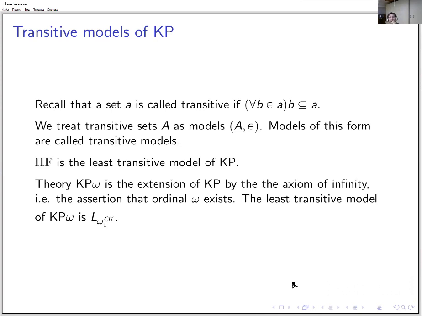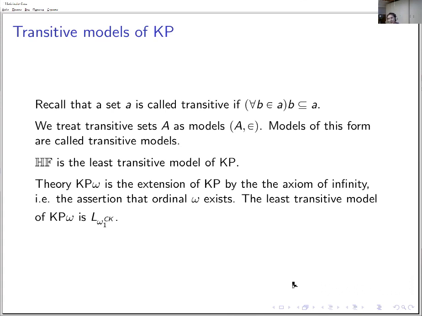This is not a very difficult proof, but I need to do some work to show that L omega 1 Church-Kleene is actually a model of KP omega. The hard part is to show that it satisfies the axiom of collection, because all the other axioms are satisfied on all L lambda, where lambda is a limit ordinal. However, collection is not that easy. Here we need to connect the axiom of collection with the notion of the first non-recursive ordinal.